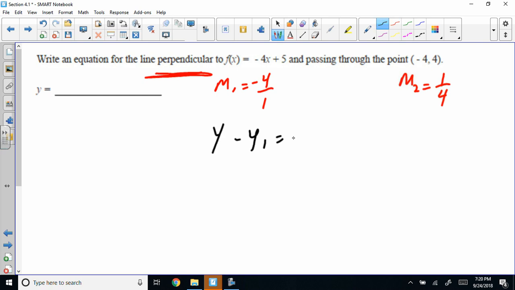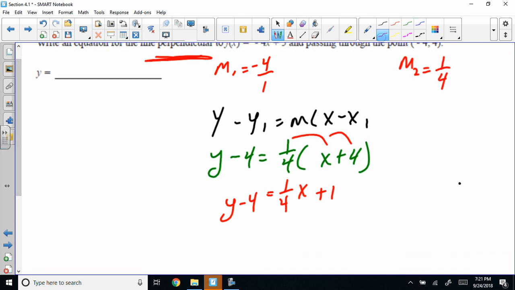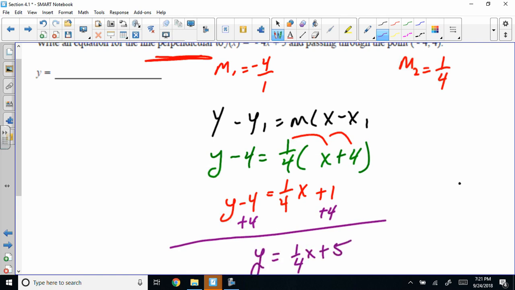All right, then I'm right back in the same thing. y minus y1 equals m times x minus x1. You automatically get your slope right there, but that would be plus 1, y minus 4. And then, of course, let's just add 4 to both sides. There you go. So y equals 1/4 x plus 5. Any questions on that?